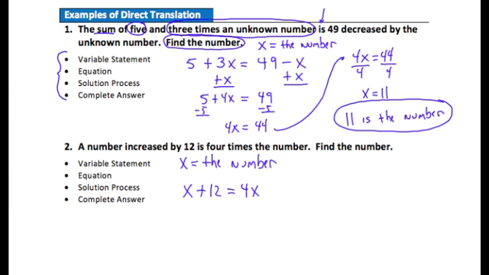Now we want to go ahead and solve it. Again, variable terms on both sides. Let's get rid of that smaller one. We'll subtract x, and we have 12 equals 3x. Divide by 3. And it looks like we get 4 equals x. So one final statement here. So we're answering the question. Looks like 4 is the number.